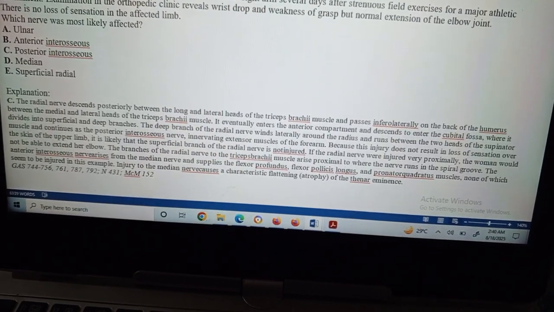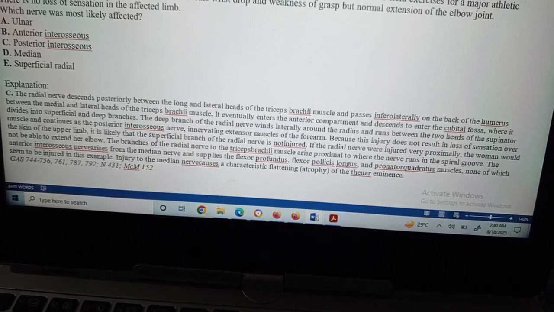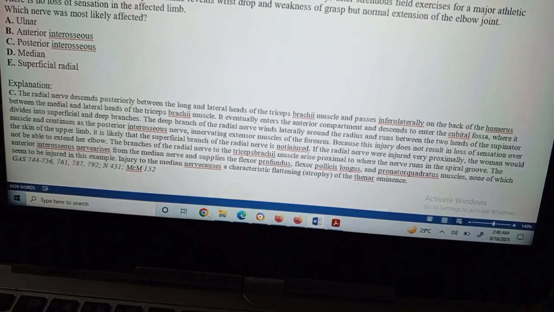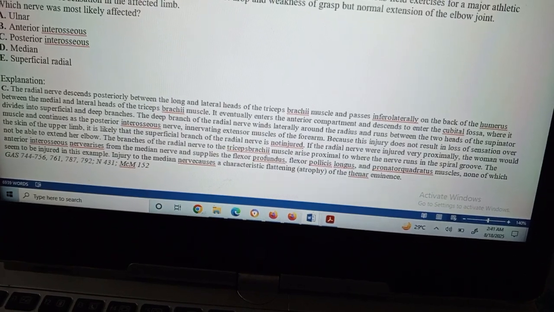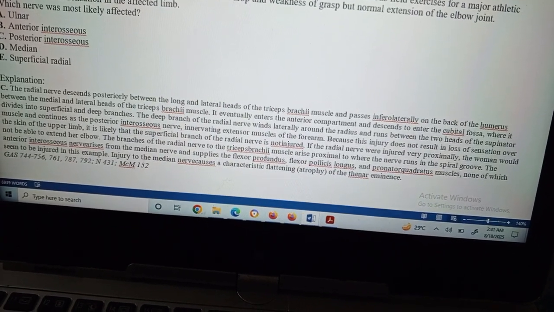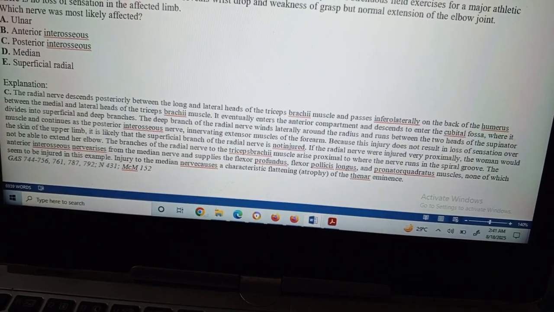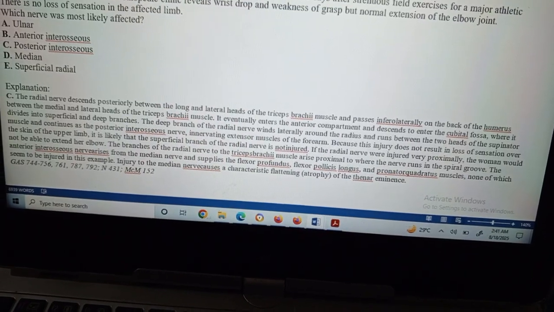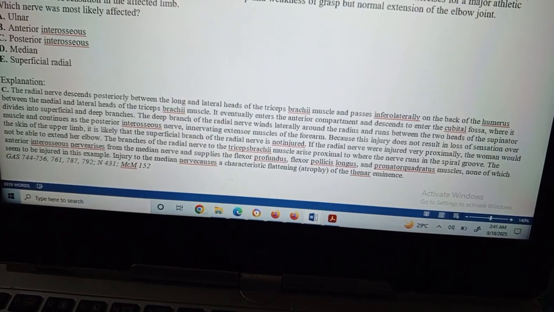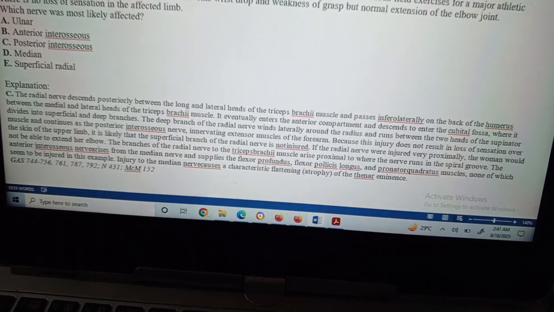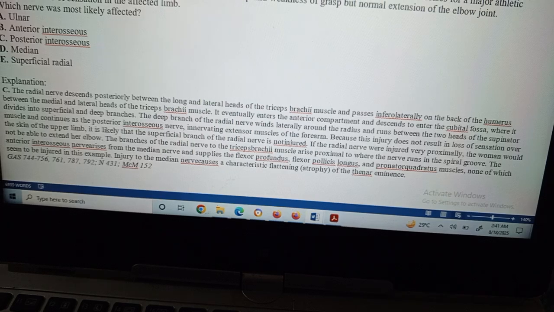So that is why the answer is posterior interosseous nerve innervating the extensor muscles of the arm, because this injury does not result in the loss of sensation of the skin. It is likely that the superficial branch of the radial nerve is not injured. If the radial nerve were injured proximally, the woman would not be able to extend her elbow. The branches of the radial nerve to the triceps brachii muscle arise proximal to where the nerve runs in the spiral groove. The anterior interosseous nerve arises from the median nerve and supplies flexor digitorum profundus, flexor pollicis longus, and pronator quadratus muscles.